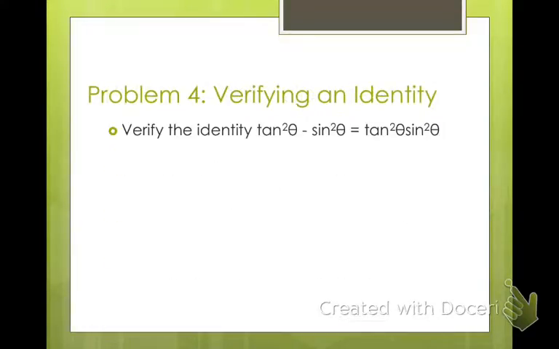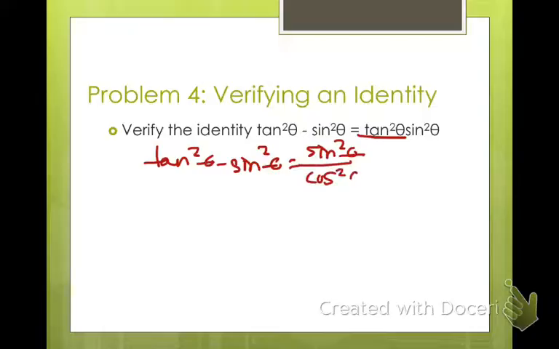Okay, to verify an identity, let's verify the identity of tangent squared theta minus sine squared theta equals tangent squared theta times sine squared theta. That sounds fun. Okay, so what's another way that we could write tangent squared theta? Tangent squared theta equals sine squared theta over cosine squared theta, sine over cosine. And then minus sine squared theta. That's assuming that this is true.